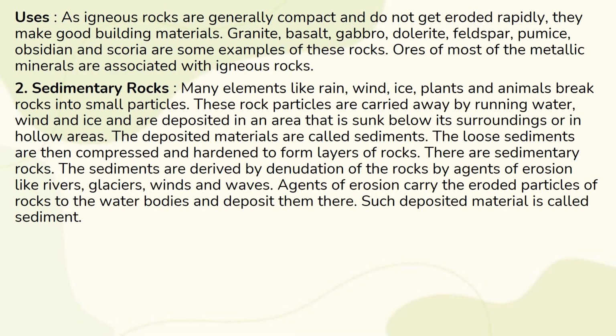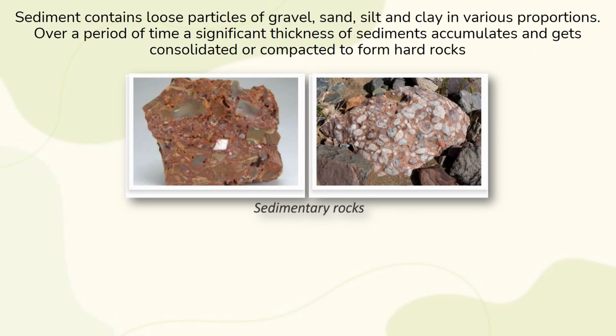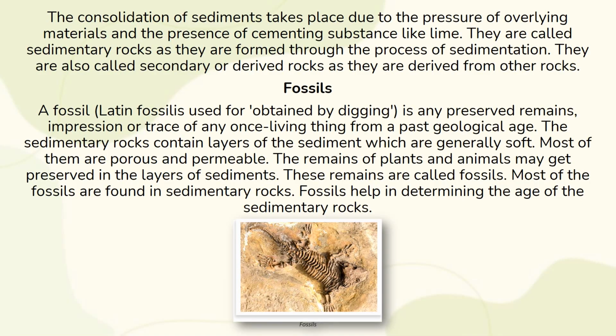Such deposited material is called sediment. Sediment contains loose particles of gravel, sand, silt, and clay in various proportions. Over a period of time, a significant thickness of sediments accumulates and gets consolidated or compacted to form hard rocks. The consolidation of sediments takes place due to the pressure of overlying materials and the presence of cementing substance like lime. They are called sedimentary rocks as they are formed through the process of sedimentation. They are also called secondary or derived rocks as they are derived from other rocks.